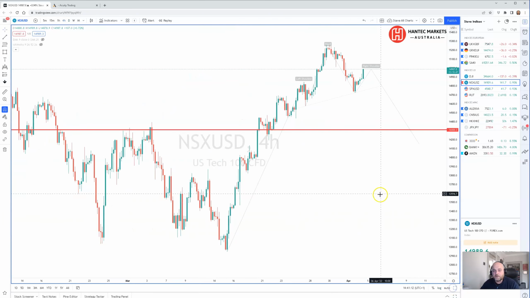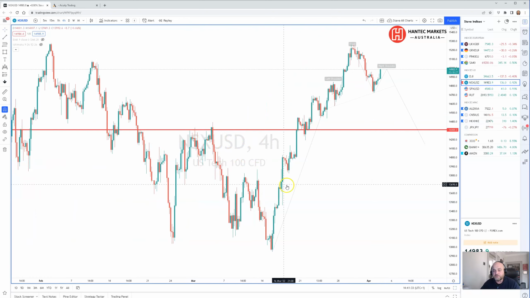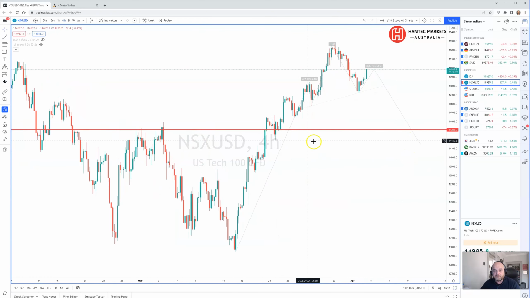Now, on a 4-hour chart, we've got the signs of the early stages of a head and shoulders formation. Still a long way to go before this plays out, but if we were to get a break of support around about 14,722, that could potentially open up the downside for a deeper retracement into these levels that we haven't seen since the middle of March.